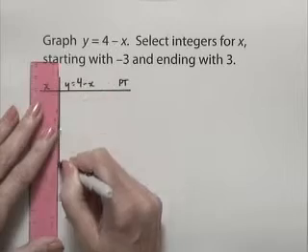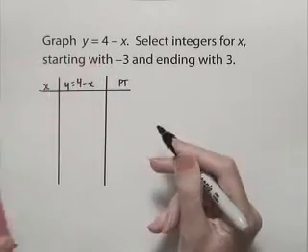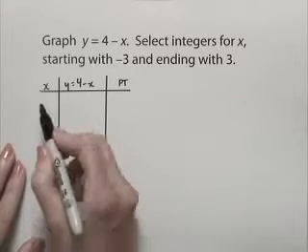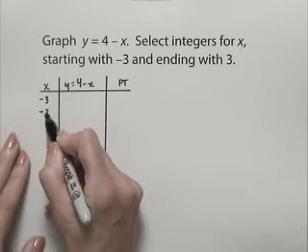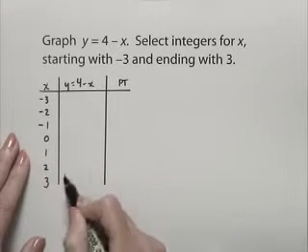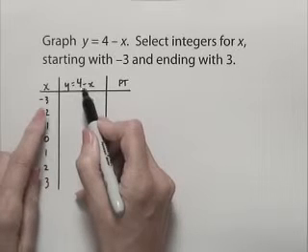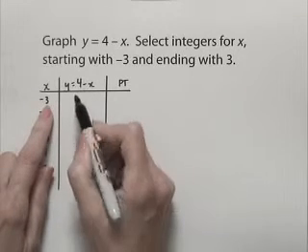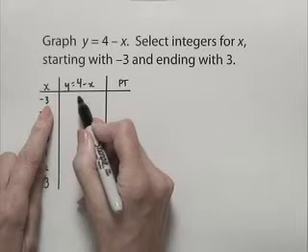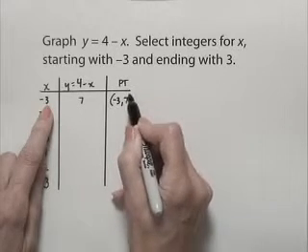We're told in the problem to take our x values as integer values, starting with -3 and ending with 3. So we'll have -3, -2, -1, 0, 1, 2, 3. Our y value will be found by subtracting the x value from 4. So 4 minus a -3 is 7. That gives us a point of -3, 7.